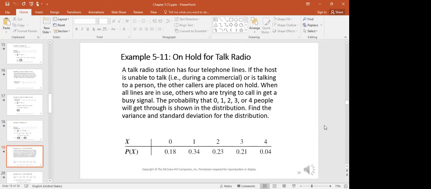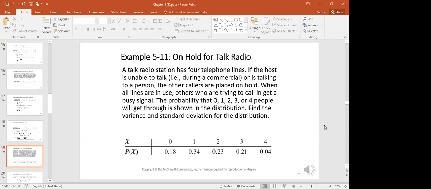Let's look at another distribution here. A talk radio station has 4 telephone lines. If the host is unable to talk, like during a commercial, or is talking to a person, the other callers are placed on hold. When all lines are in use, others who are trying to call in get the busy signal. The probability that 0, 1, 2, 3, or 4 people will get through is shown in the distribution below. Find the mean, variance, and standard deviation.